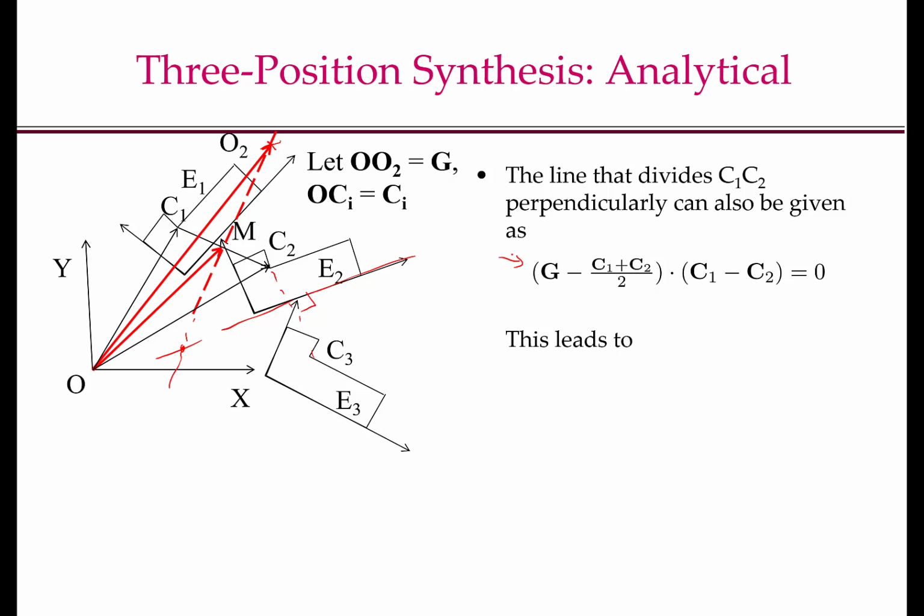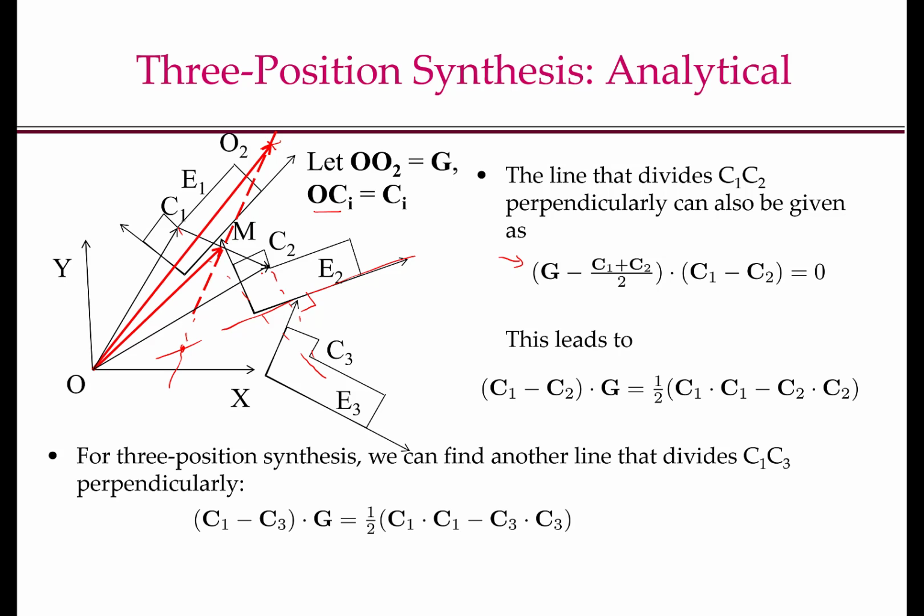And as we had seen, if we do this dot product, what you will get is (C1 minus C2) dot G equals half (C1 dot C1 minus C2 dot C2). And just remember that C1 is the same as OC1 and C2 is the same as OC2, the vectors OC1 and OC2, which we already know because we know the poses and we have chosen the pivots.